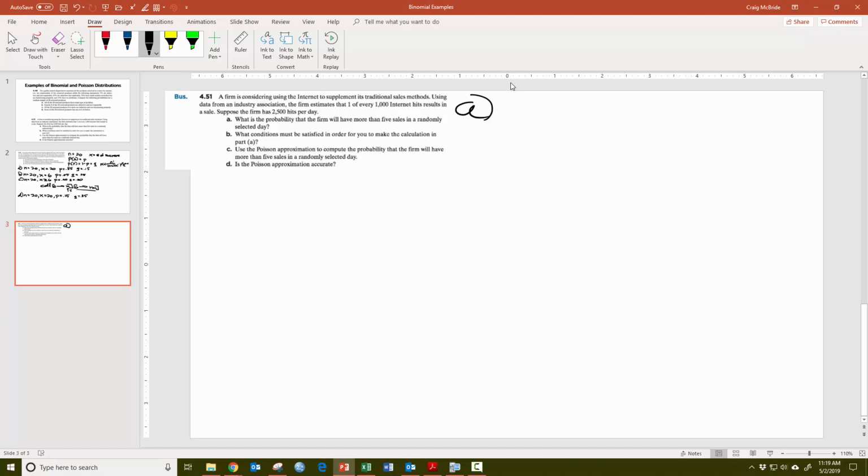And so they all have a constant probability of 1 out of 1,000, and we have a set number of trials at 2,500. So it satisfies everything. We know it's binomial. So let's write down all of our information. n is our sample size of 2,500. p is the probability of what we're looking for. In this case, it's the probability of a sale, which is 1 in 1,000, which as a decimal is 0.001, right? Tenths, hundredths, thousandths. That's 1,000th.